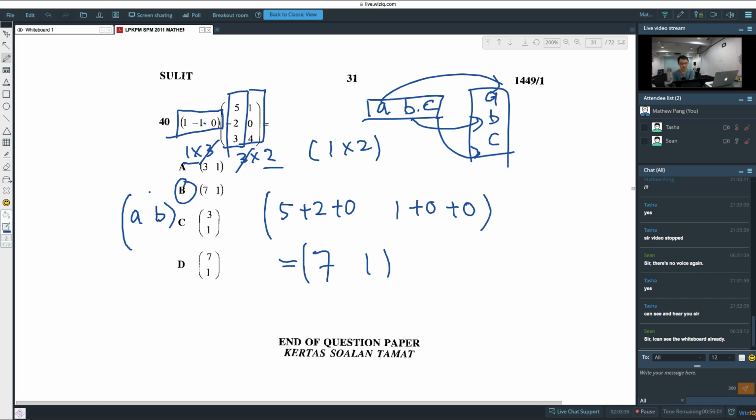So first you have to understand about matrix order. Second, you have to understand how the mechanism of matrix multiplication works.